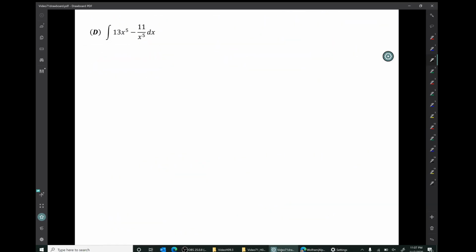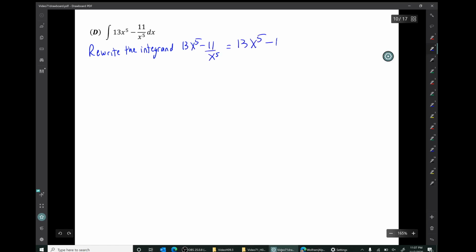Question D is getting a little bit harder. Our integrand needs to be rewritten. We again have rewritten the integrand in power function form. Now we're ready to integrate.